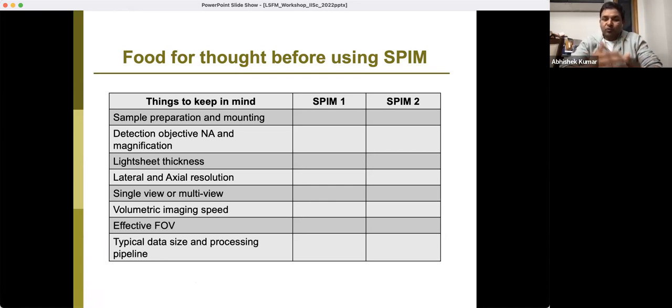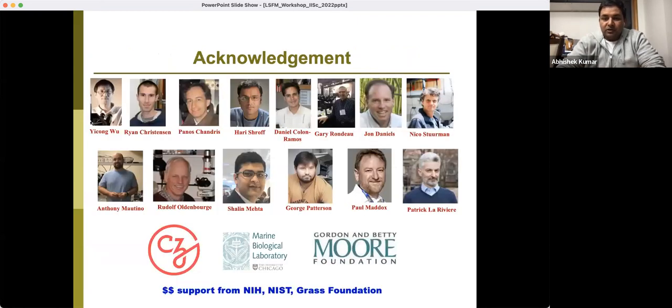So what is the typical data size? Can I handle this data? I mean, if you acquire this data and it takes you a week or months to just access the data, it's better not to have that data. So some of these practical aspects I would encourage you to think through when you are deciding what system you are going to use and whether that is adequate or sufficient to answer your biological questions.